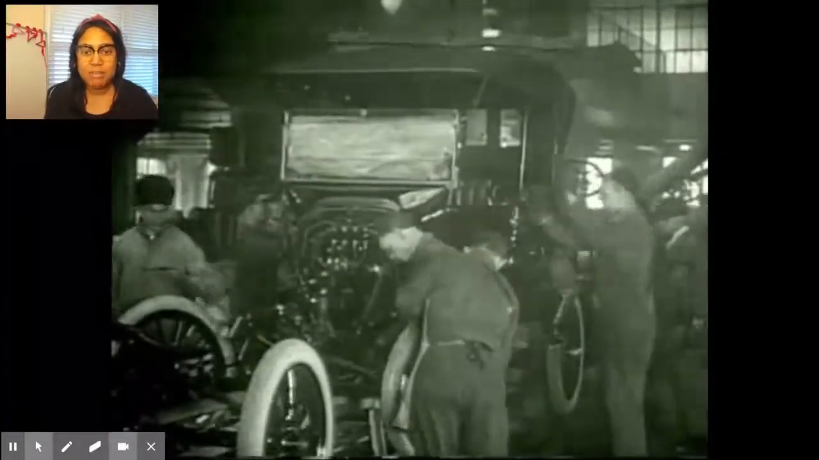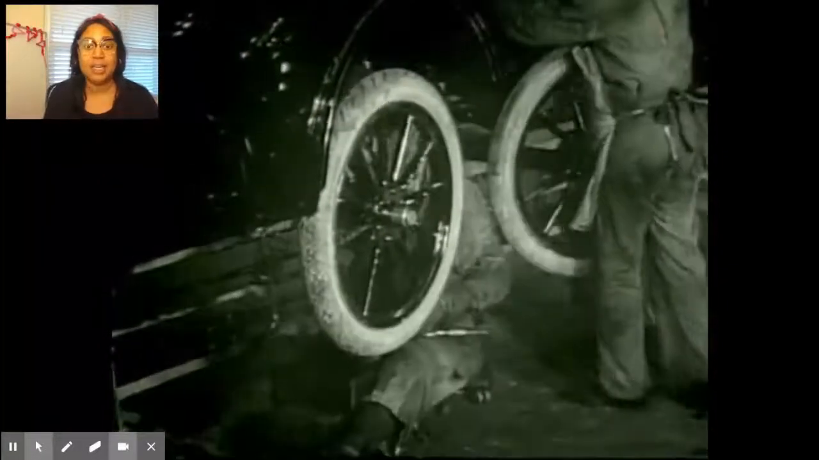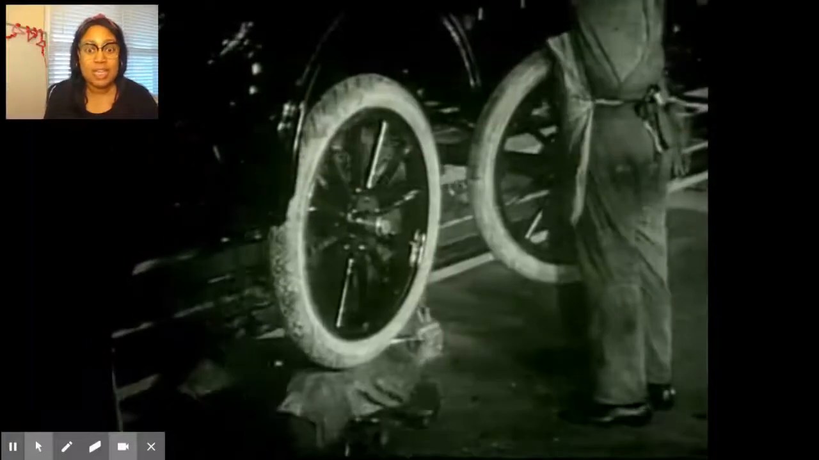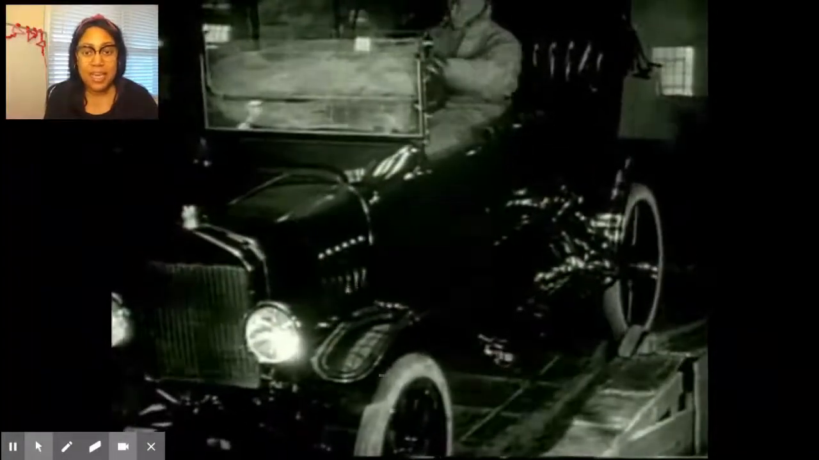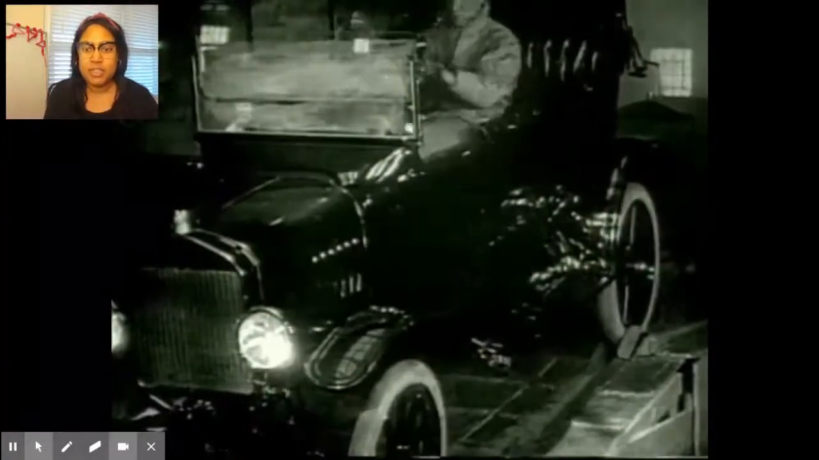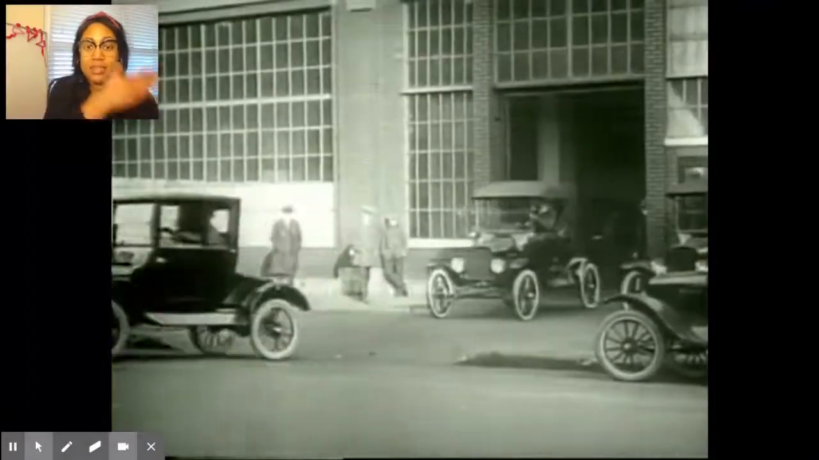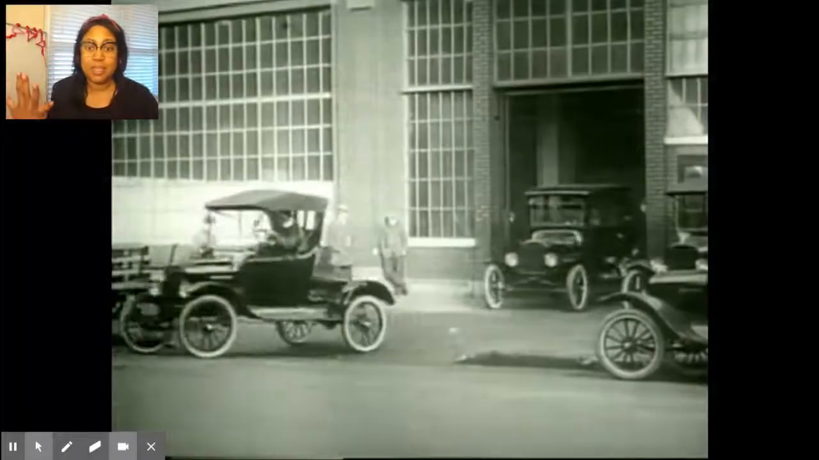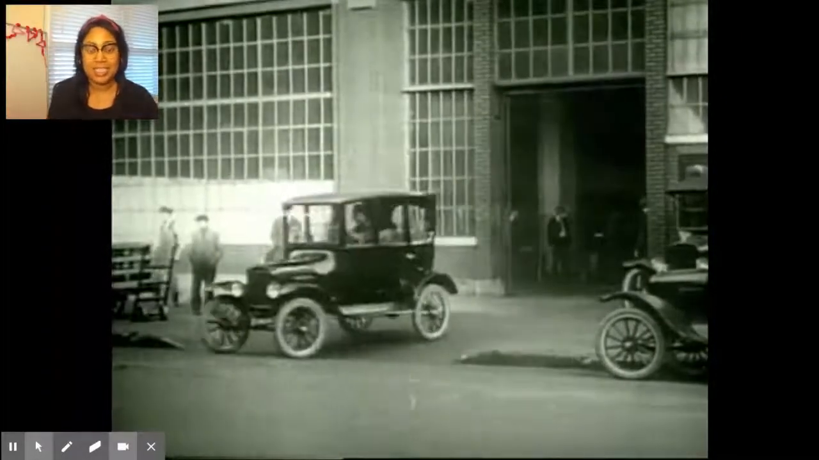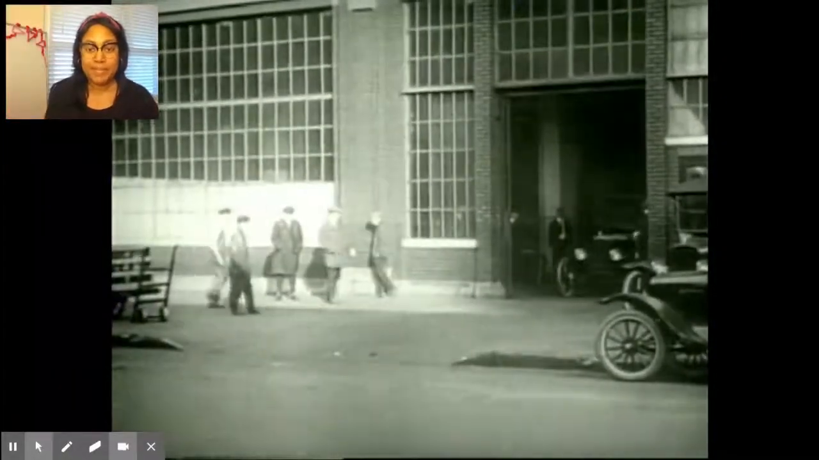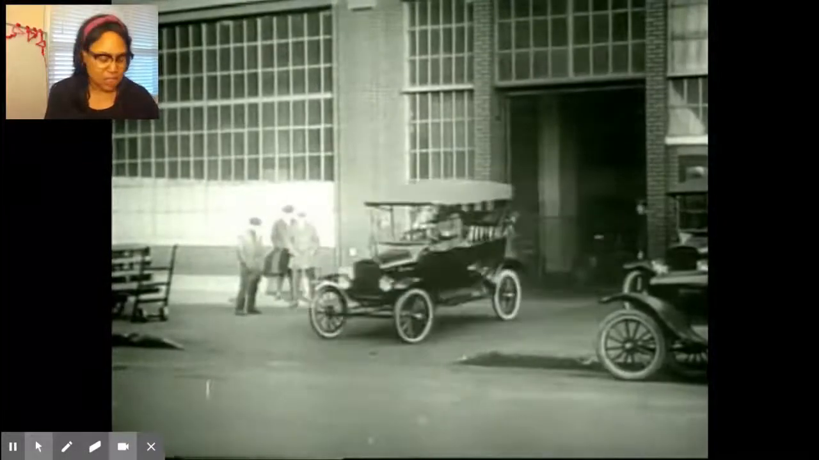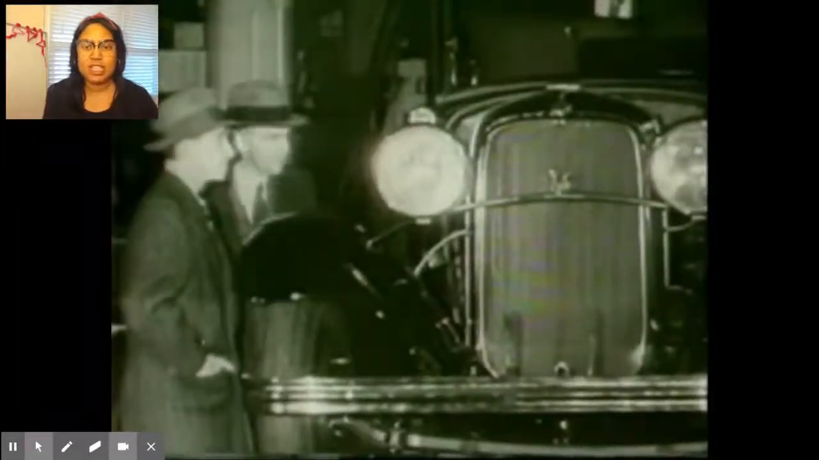We call this an assembly line because they are assembling, or putting together, cars. So each person has their own task. Each person is especially trained to do their task. And then you get the result, or the outcome, of a car like this. So these are some of the earliest cars. We're talking early 1900s.